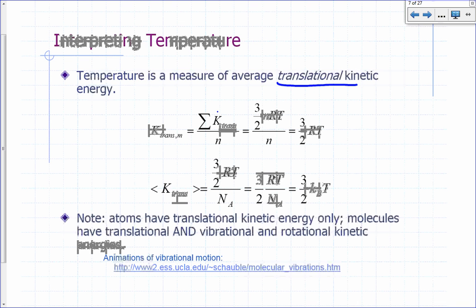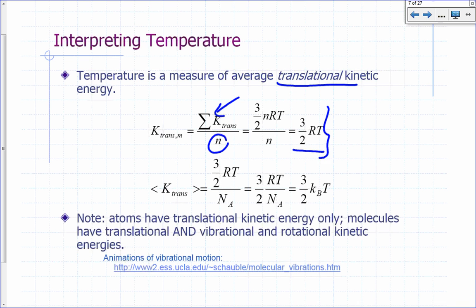So total energy divided by number of moles gives you 3/2 RT. This is the translational energy of 1 mole of molecules, okay? So that's per mole. If you divide that by Avogadro's number, you can see 3/2 times kT. k is R divided by Avogadro's number. That's called the Boltzmann constant. And so the average translational kinetic energy, that's per molecule, is 3/2 kT.